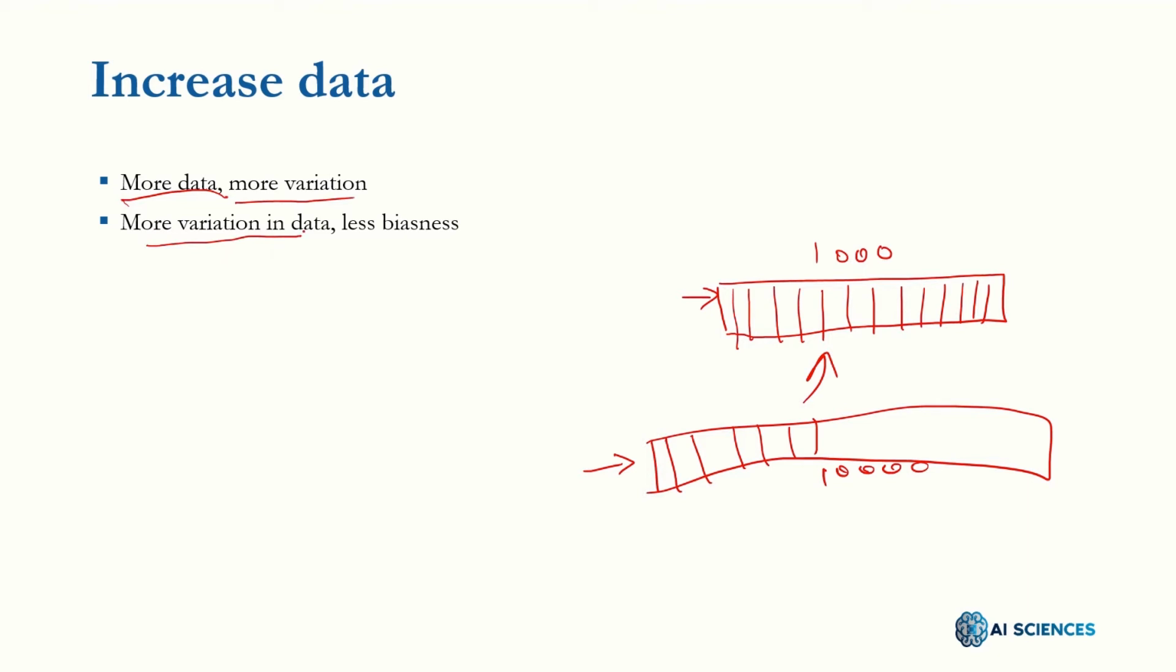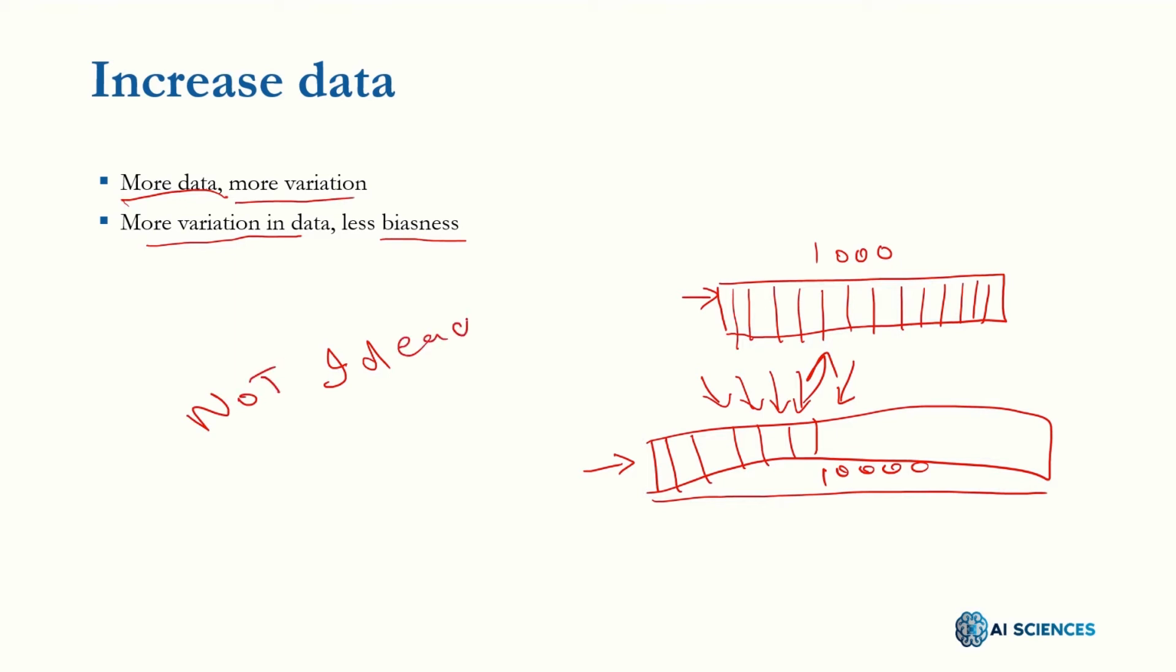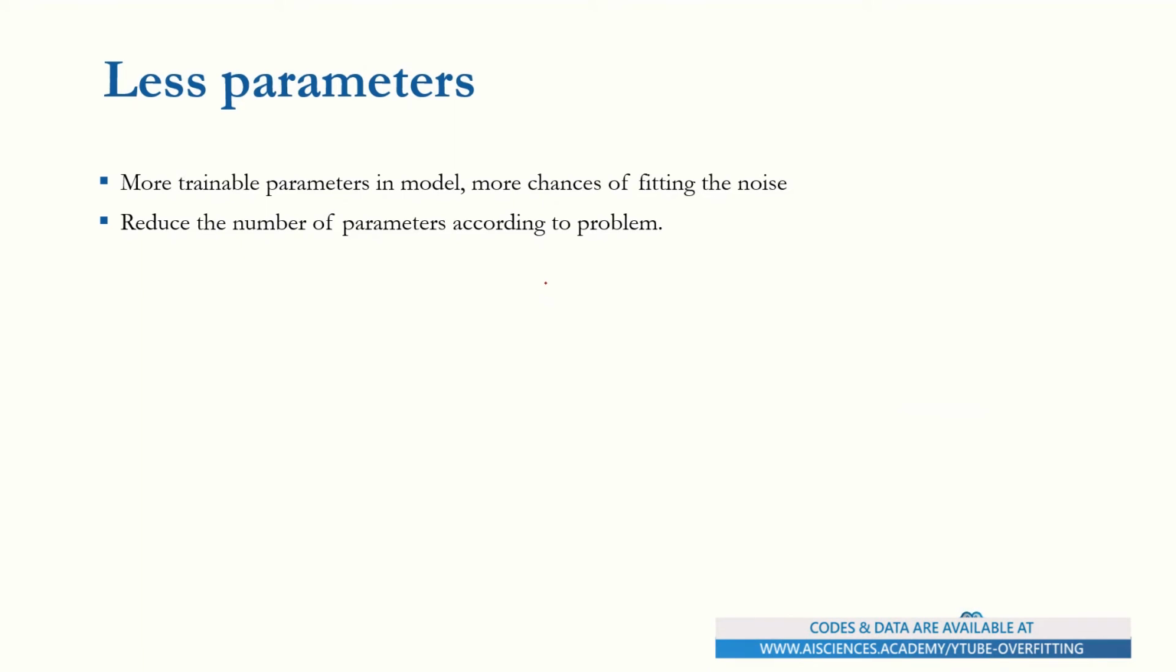With more variation in this data, our model could not go biased towards some specific instances of data, and it remains general towards the whole data set, and it could avoid overfitting. But it is not actually the ideal case, not ideal in every scenario, because we could not have that much data for every problem. So the next option could be fewer parameters.